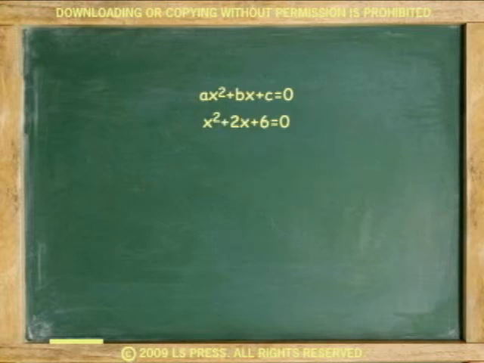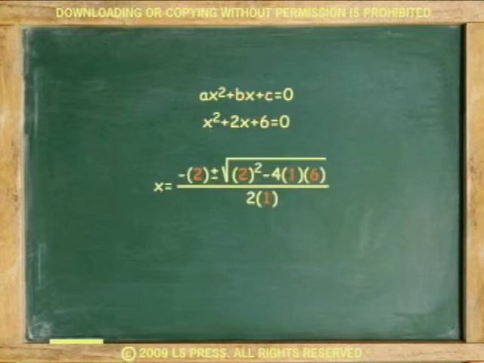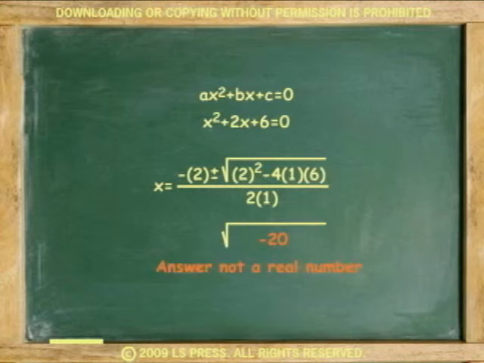This is an example without roots. Solve. a equals 1. b equals 2. c equals 6. Substituting the values in the quadratic formula and using the same calculator, stop. The radical is negative and cannot be solved without Algebra 2 knowledge. Because the square root of a negative number cannot be determined, the answer is not real.